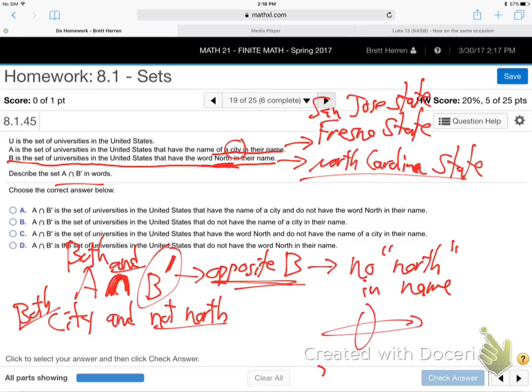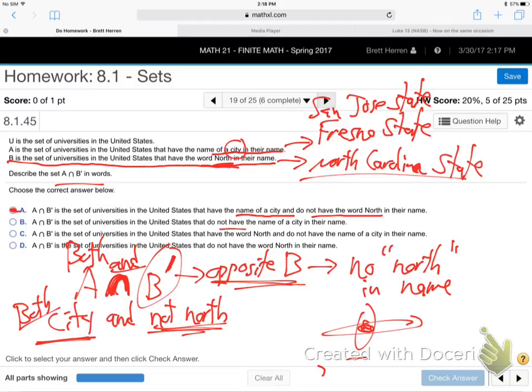Again, overlap is this kind of picture. You're in both sets, right? Getting the idea? So which one of those has both city and not north? Have the name of a city and do not have north. Yeah, nice. That way we don't have to read them all. It's just A. The other ones don't work.